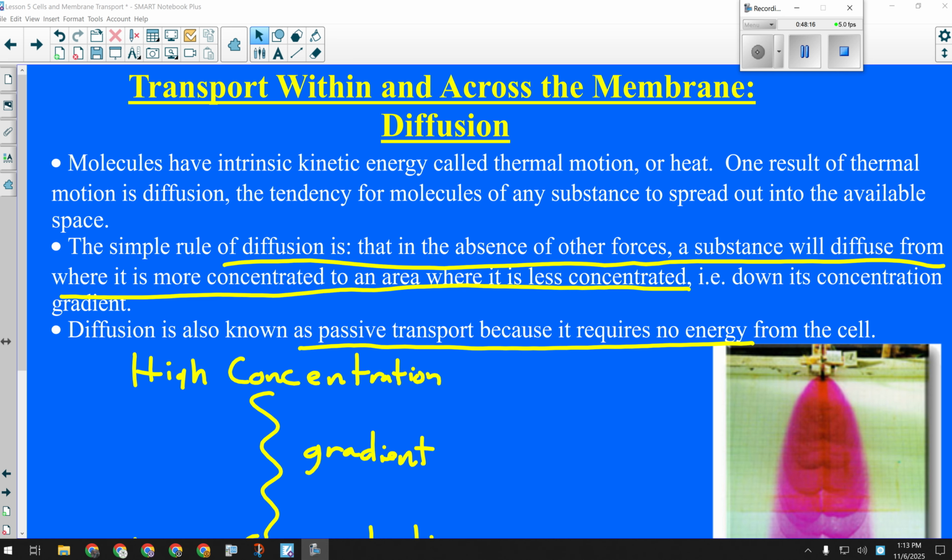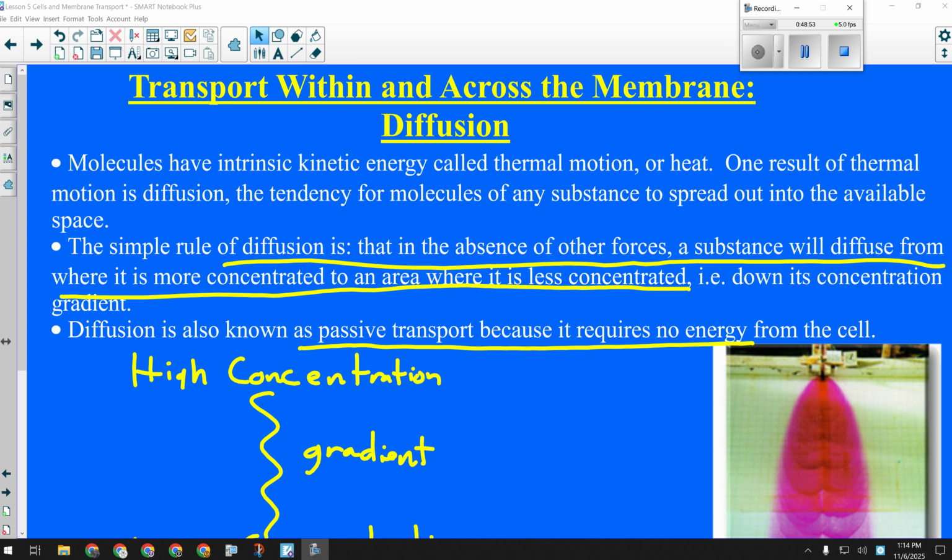Now, diffusion is a natural process, and it is also passive. So you'll see that underlined here. It is a form of passive transport. That means it doesn't require any energy from the cell to make it happen. Now that makes it sound like it's really good. It doesn't cost the cell any energy. And while that's true, it's not without its drawbacks. You kind of get what you pay for with free.